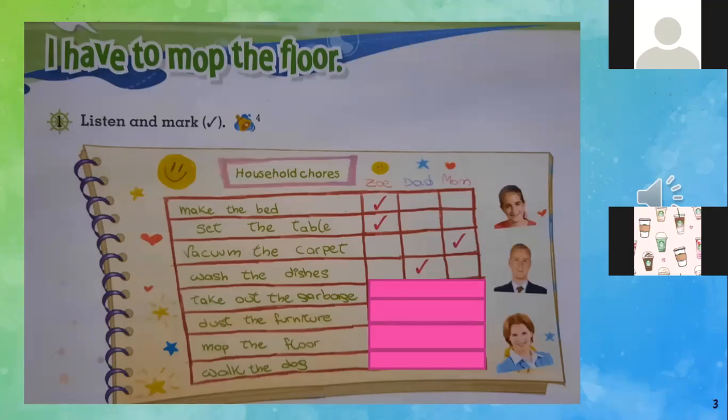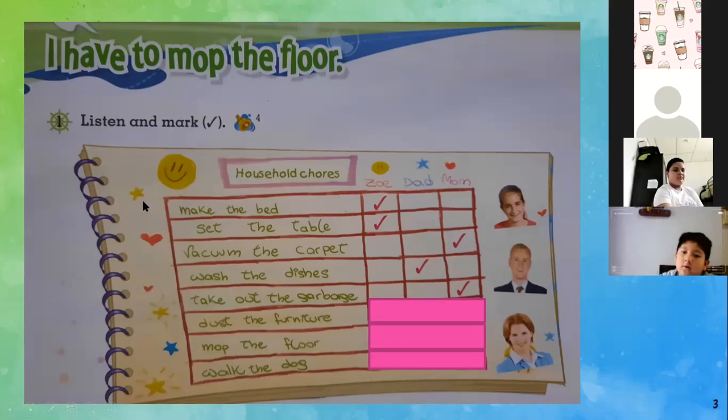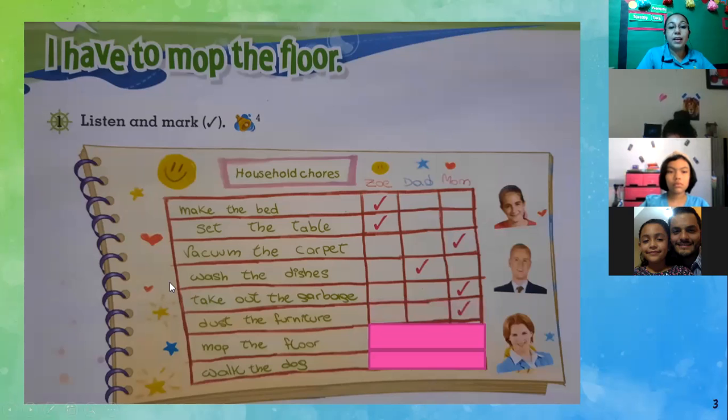No? Okay, I help you. Okay, let me check if it is mom. Let's see. Yes, mom. Mom has to take out the garbage. Okay, let's continue. Let me see. Fernando, dust the furniture. So, dad or mom, Fernando? Dust the furniture. Okay, let me check. Mom has to dust the furniture.